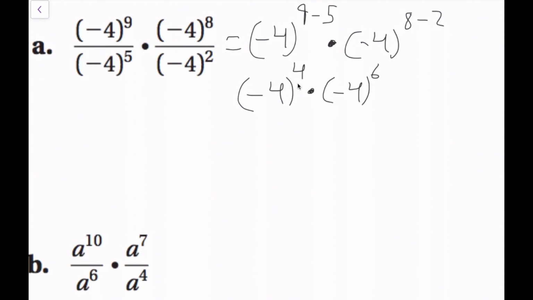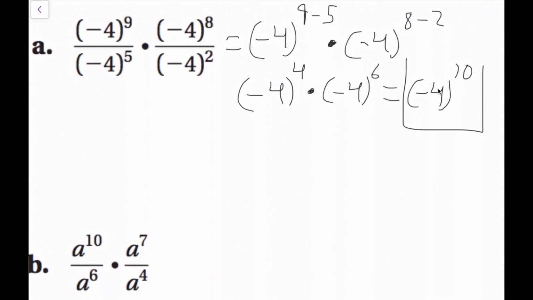And then I'm just multiplying two numbers that have different exponents with the same base. So since they have the same base, I can add them. So this becomes the quantity negative 4 to the 10th power. So this is my answer in exponent form, okay?